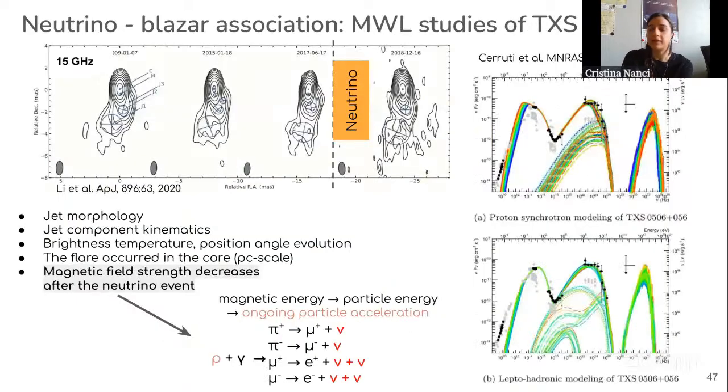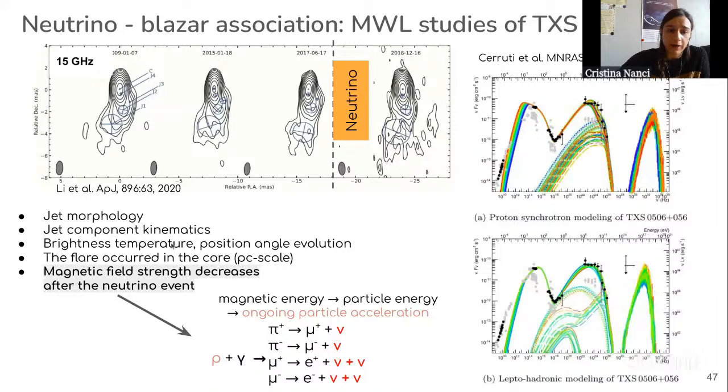From a multi-wavelength and multi-messenger point of view, both VLBI observations and SED modeling are really interesting for the study of blazars as neutrino candidates. This is the example of TXS 0506, the famous source found in spatial coincidence with an IceCube neutrino event in 2017. There are a lot of VLBI and multi-wavelength studies describing the jet emission and testing different models, but here I'm showing you just two examples.